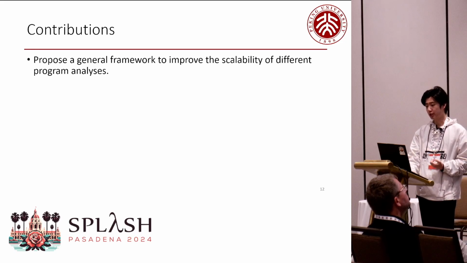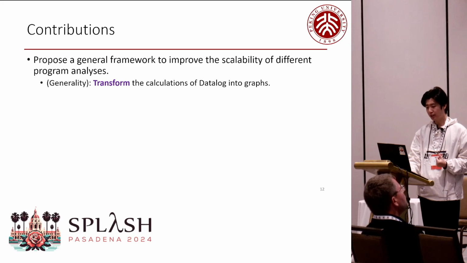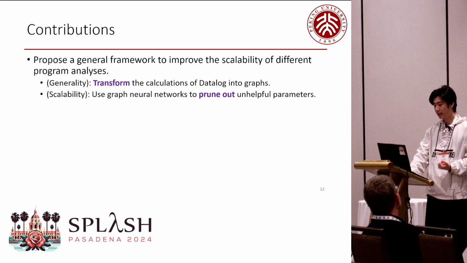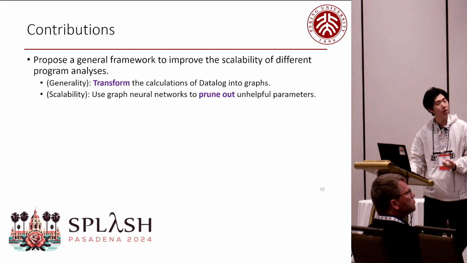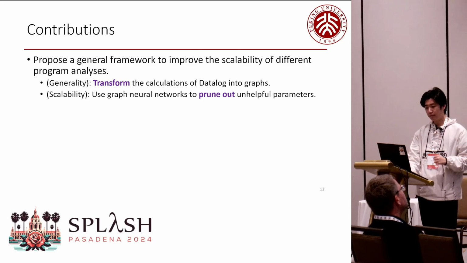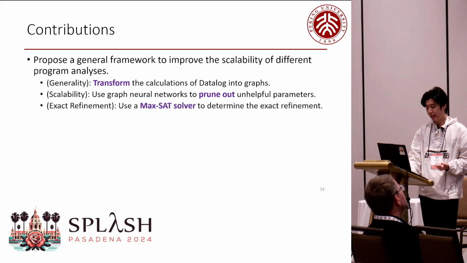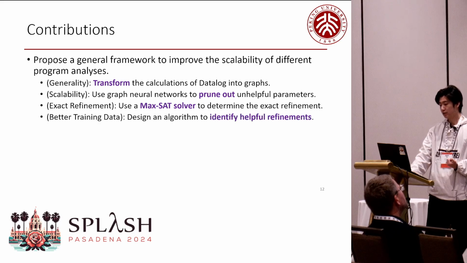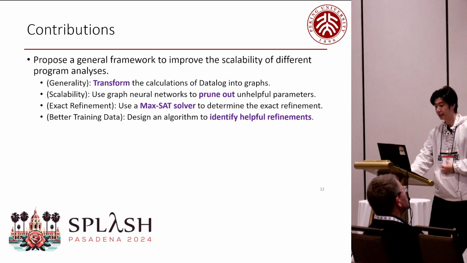Our main contribution is proposing a general framework that could be applied to different analyses without feature engineering. To tackle the generality issue, we make use of the calculation of Datalog, which does not require feature engineering. To make abstraction refinement scalable, we use graph neural networks to simplify those max sat problems. And to find exact refinements, we use a max sat solver to determine refinements based on the output of the neural network. And to train our neural network, we design an algorithm to determine helpful refinements as our training data.